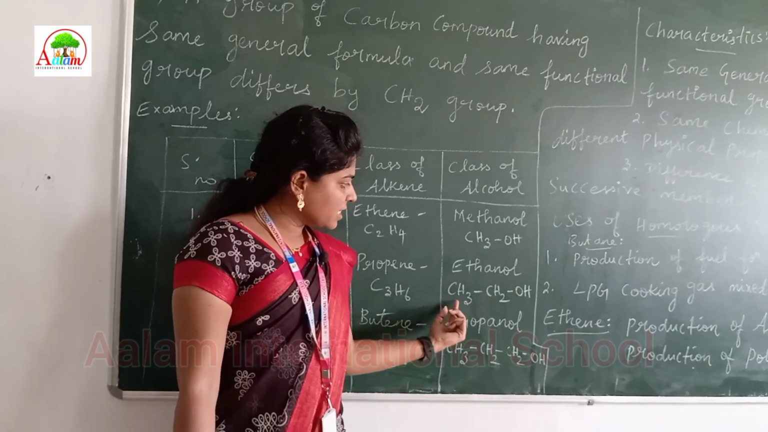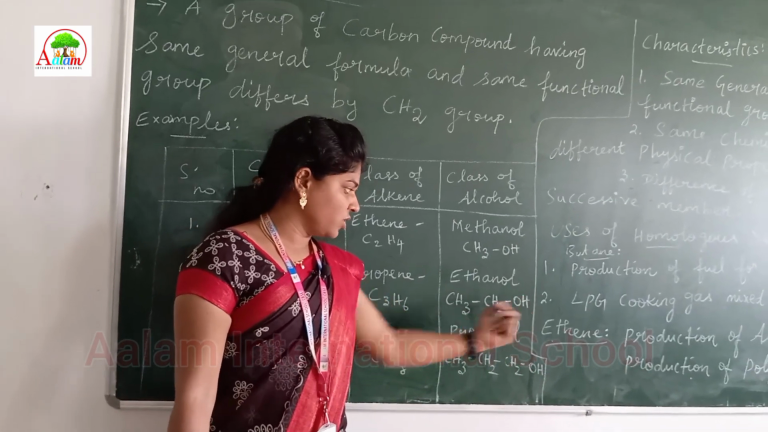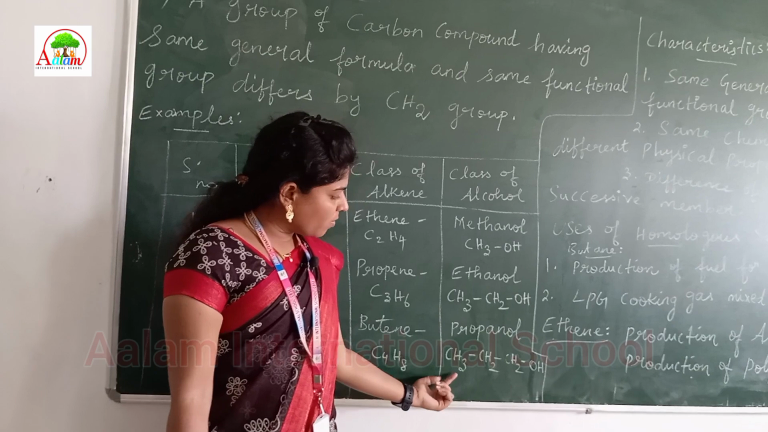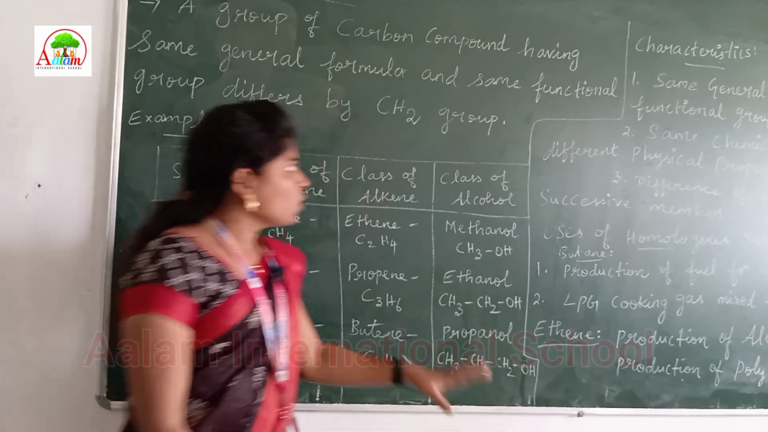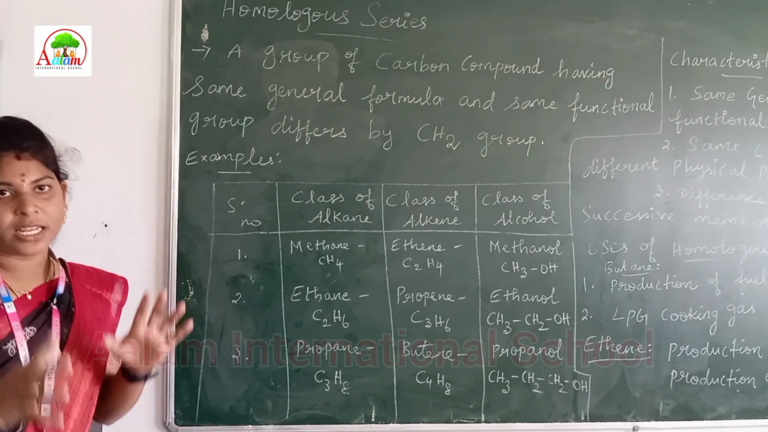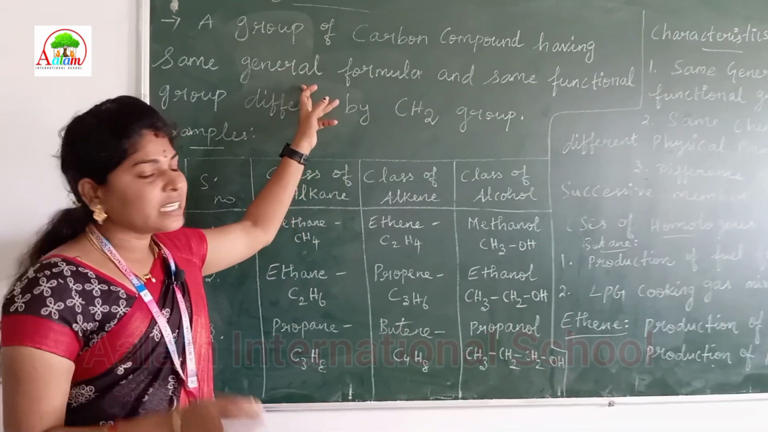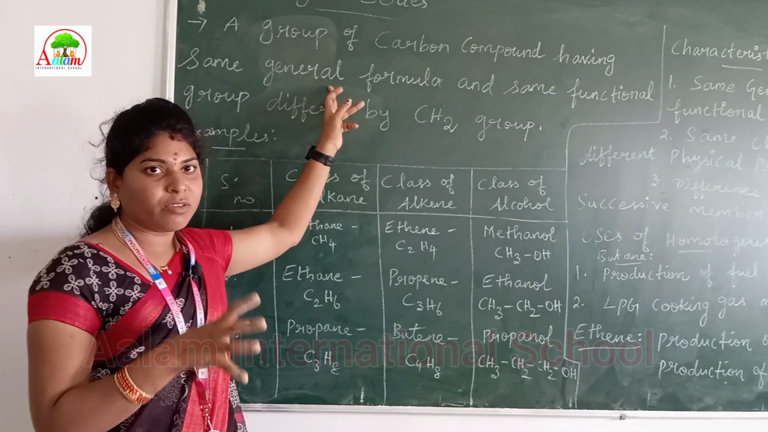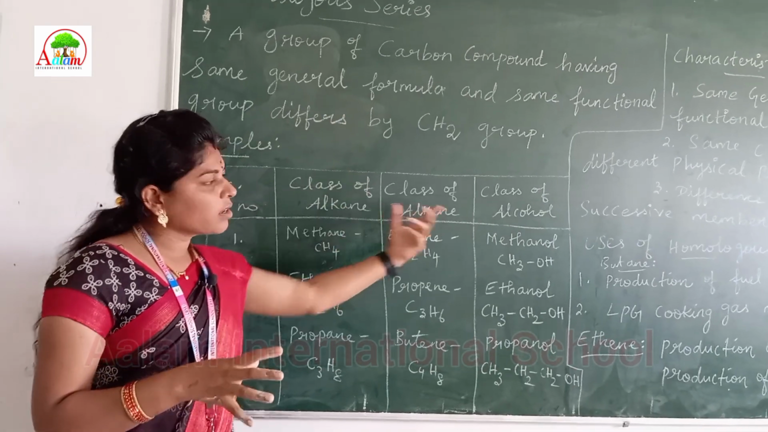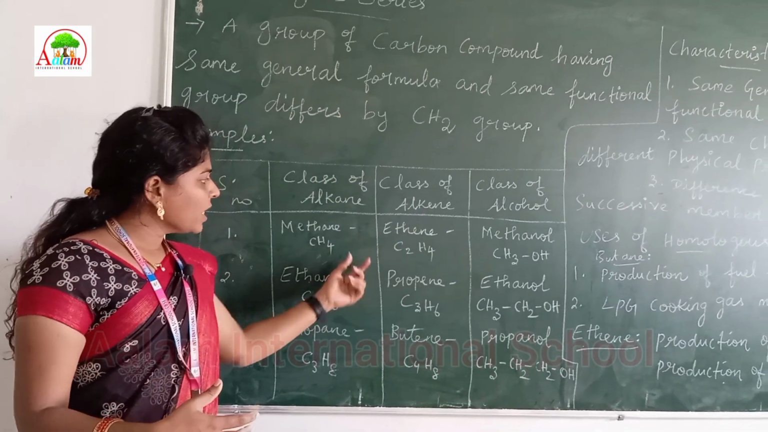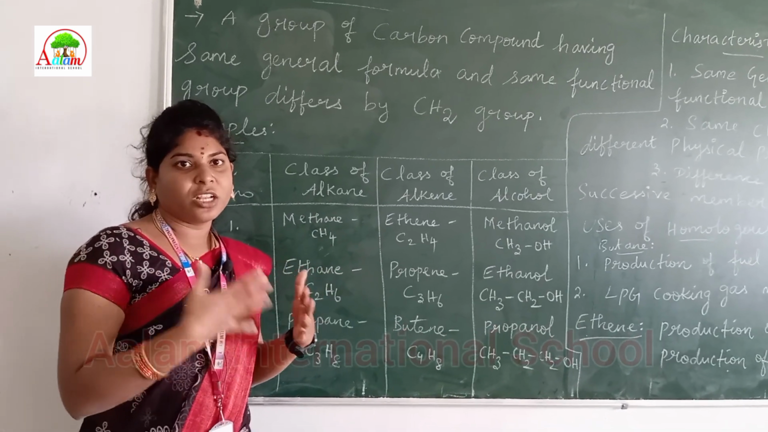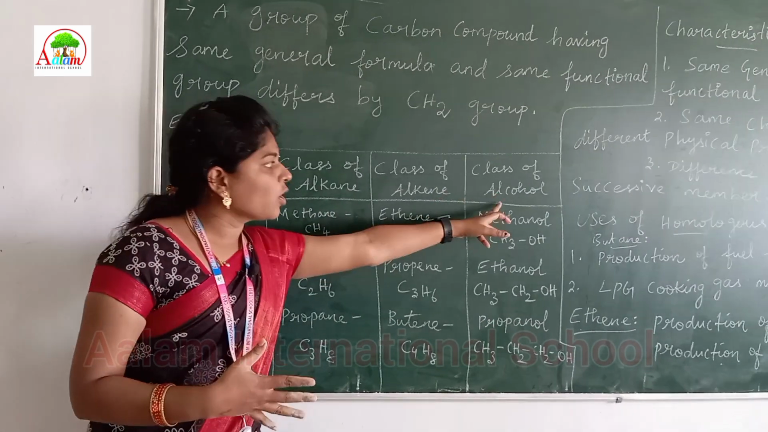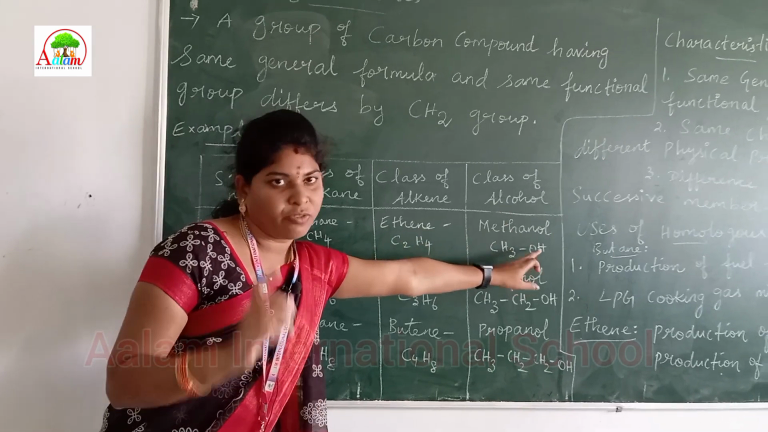Next, ethanol, CH3CH2OH. Next, propanol has the formula CH3CH2CH2OH. So overall, what the homologous series is trying to say is that it has a general formula, and from that general formula the class is derived. That means it has the same general formula and consists of functional groups. For alcohol, the OH group is called the functional group.